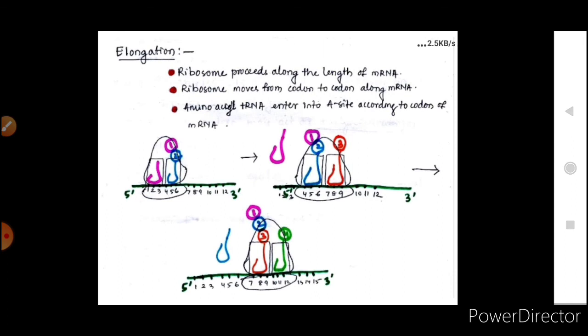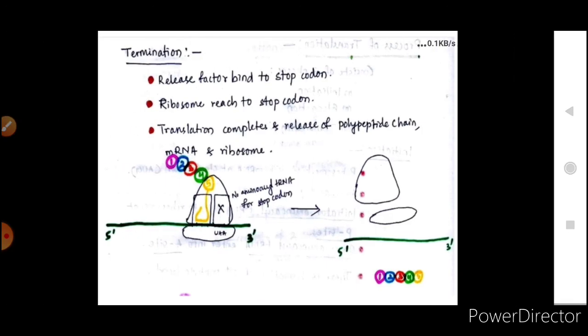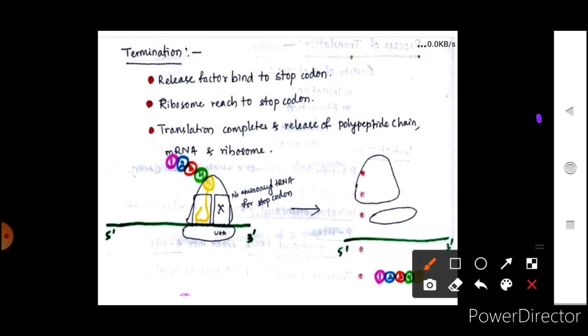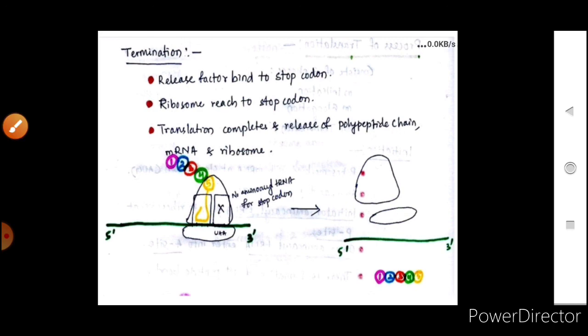Now in elongation, we saw that the ribosome proceeds along the length of the mRNA. The ribosome will move from codon to codon along the mRNA, and aminoacyl tRNA will enter into the A site according to the codon of the mRNA. Okay, and then in the termination phase, the release factor will bind to the stop codon. As we know, there is no tRNA for the stop codon. The ribosome will reach the stop codon, and translation will be completed, and there will be release of the polypeptide chain. So finally, you can see here, down here, this is the polypeptide chain.